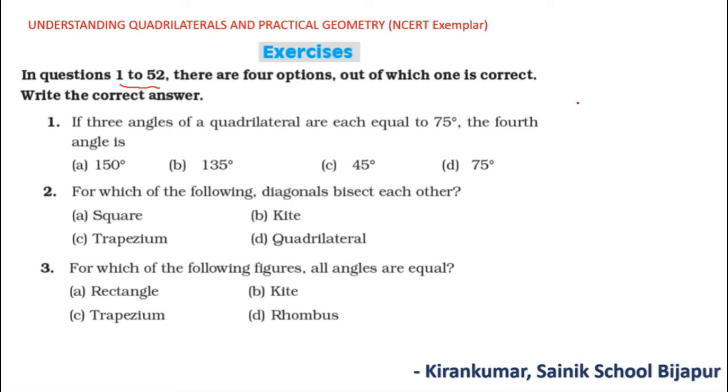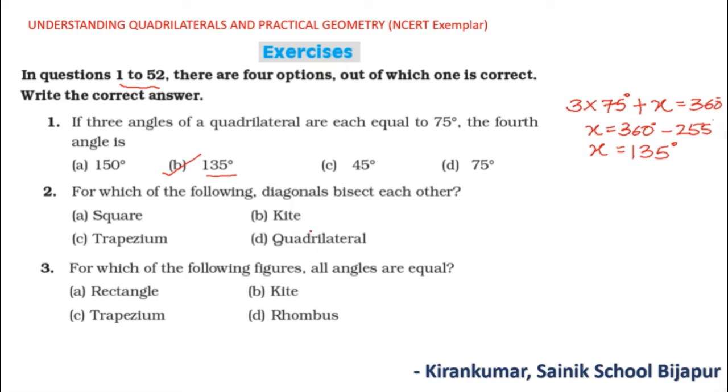All the angles when added will make 360 degrees. Here 3 of the angles are of measure 75 degrees each, plus the remaining angle, I'll take it as x, equal to 360. So x will be equal to 360 minus 255. So we get x as 135 degrees. This means option B is the right answer.